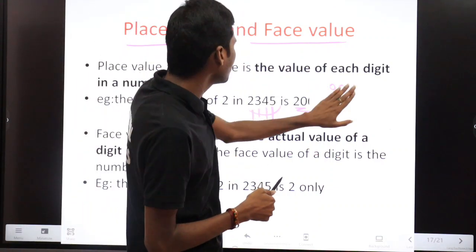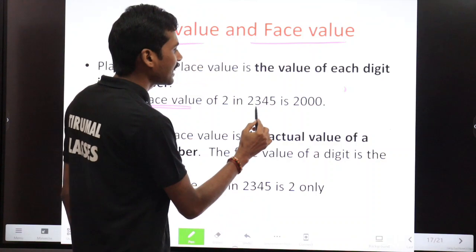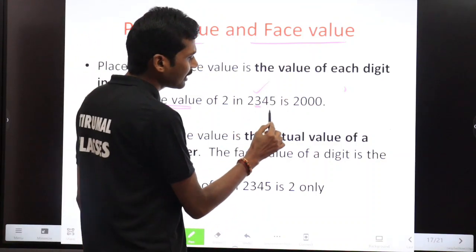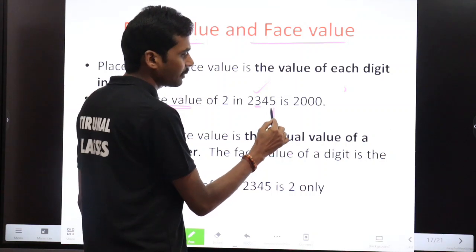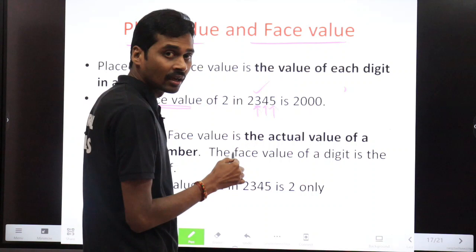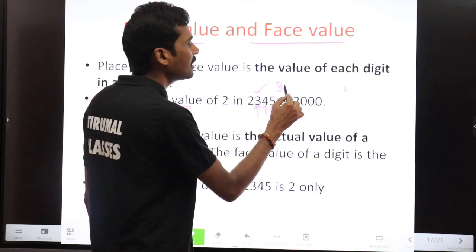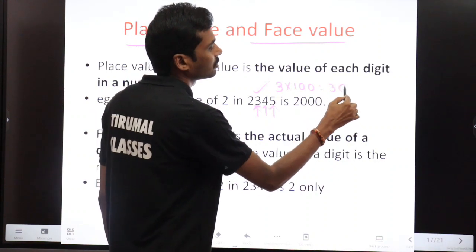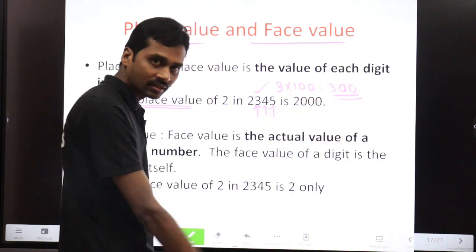And similarly, suppose I ask you what is the place value of 3 in this number 2345. So 3 is at which place? 5 is in units place, 4 is in tens place, 3 is in which place? Hundreds place. So the place value is 3 into 100. So 3 into 100 is what? So 300. So 300 is your answer.